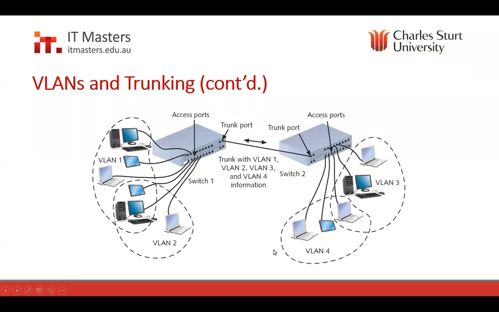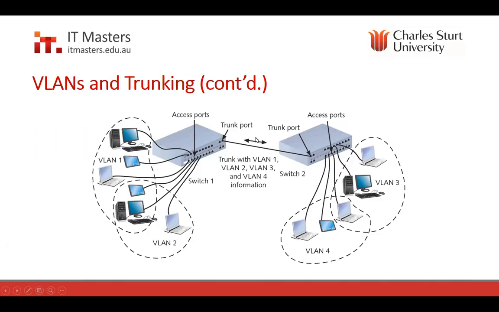So here's an example where we've got a couple of switches with four VLANs on them, and you can see we've got multiple hosts in different VLANs, and some will talk to each other. We've got a trunk port here configured with VLAN 1, 2, 3, and 4 information. That simply means that the trunk port will enable all VLANs to be transferred across that particular switch.